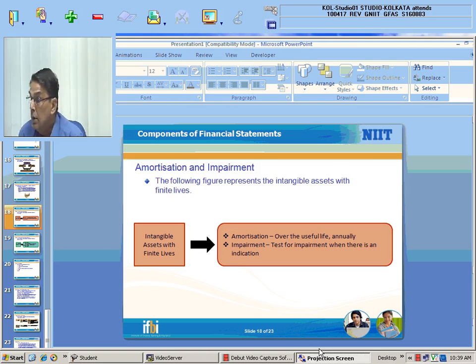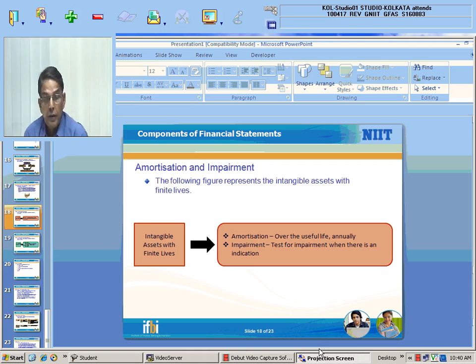Amortization doesn't apply to intangible assets with indefinite lives. So, intangible assets with finite lives can be amortized over the useful life annually, just like depreciation. Moreover, if you are amortizing, it also has to be tested for impairment. When there is an indication, then the impairment loss also has to be charged. So, the depreciable amount of tangible assets with finite useful lives, and intangible assets with finite useful lives, is to be allocated over the useful life. That depreciation is called amortization actually.